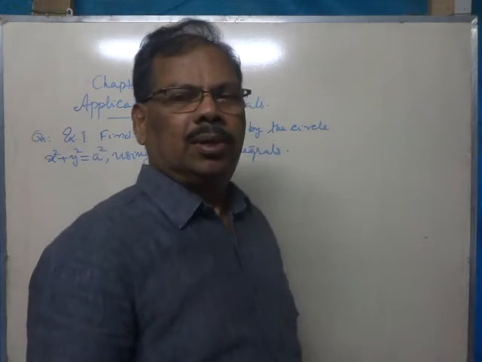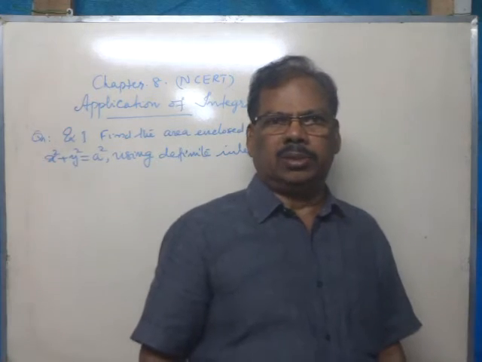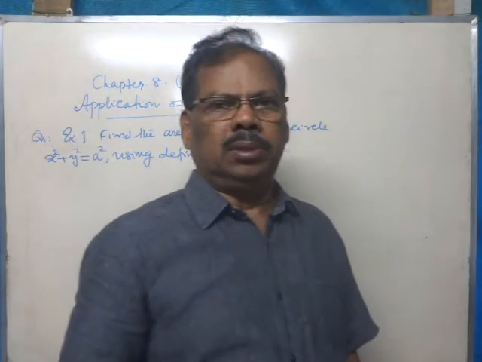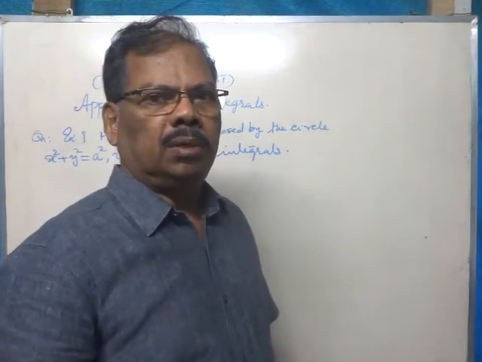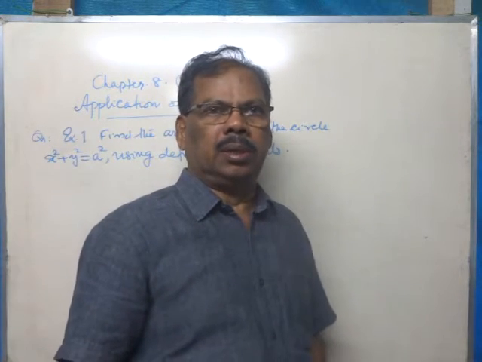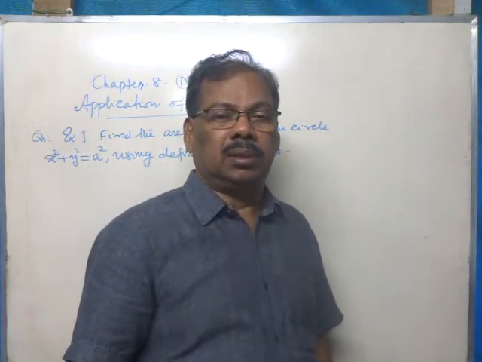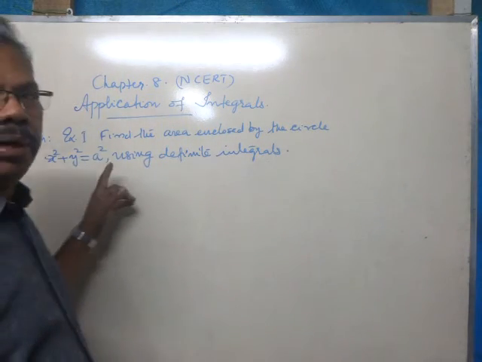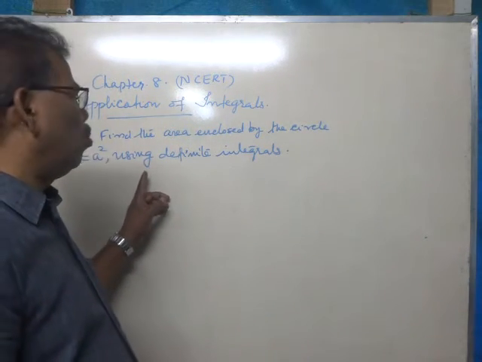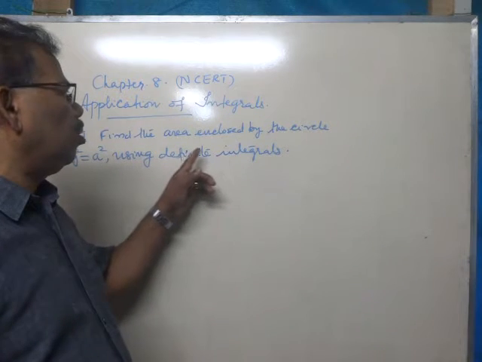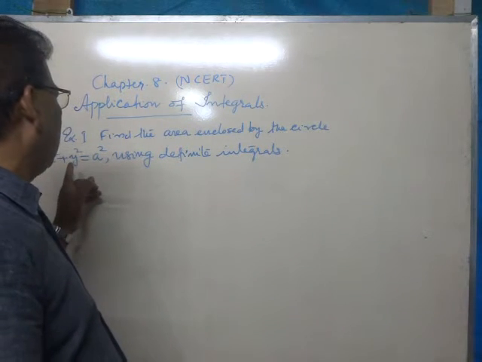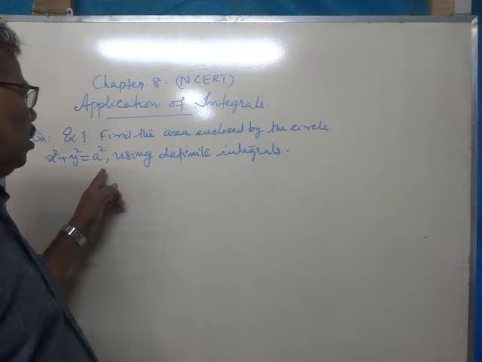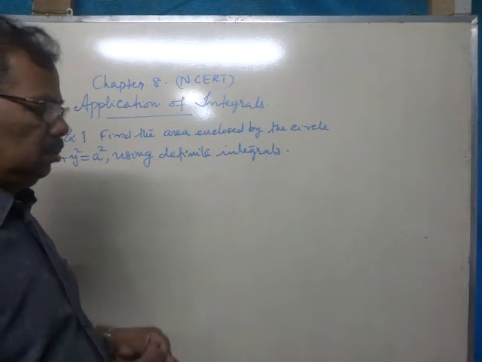Hi friends, let us continue plus 2 mathematics NCERT syllabus, application of integrals, chapter 8 in NCERT text. A worked out example. Example 1. Find the area enclosed by the circle x square plus y square equals a square using definite integrals.